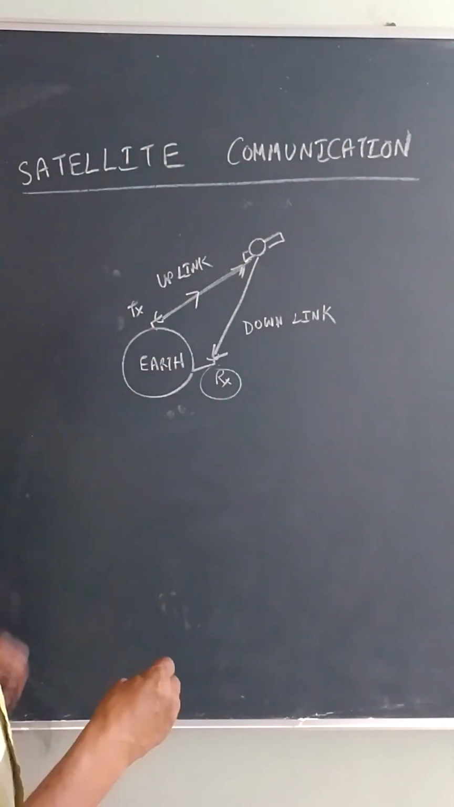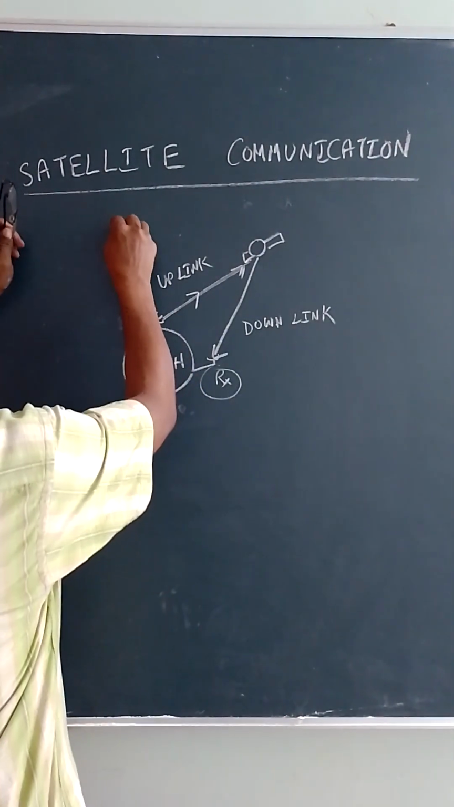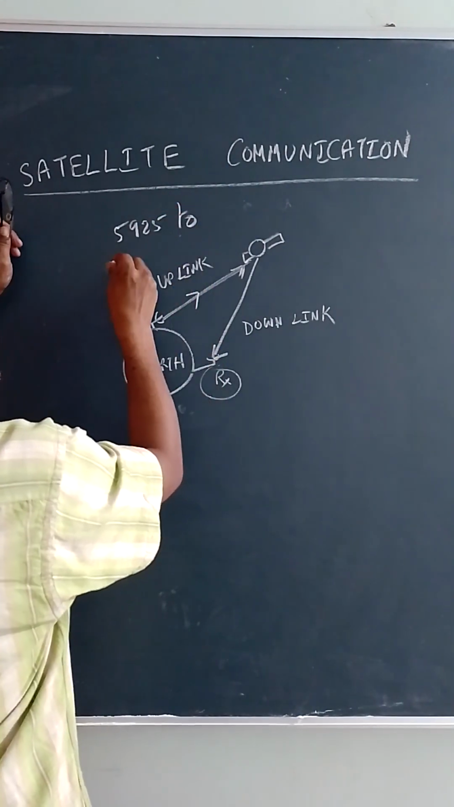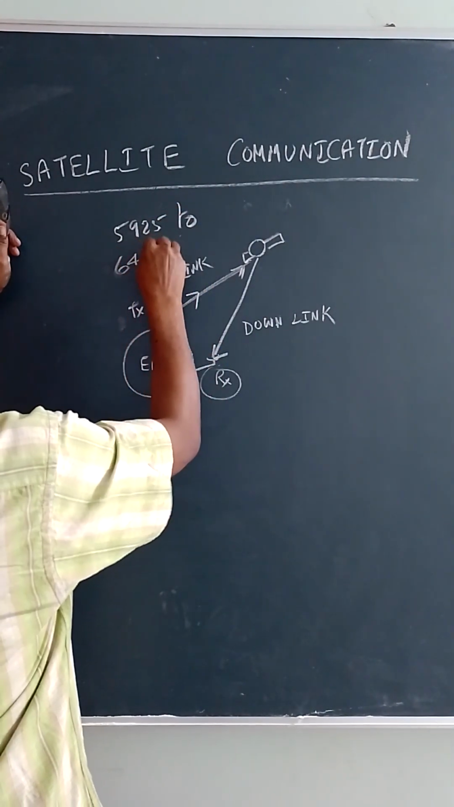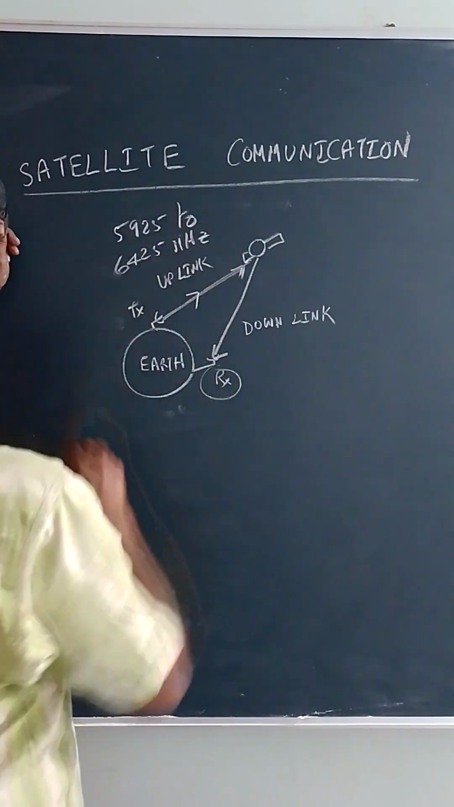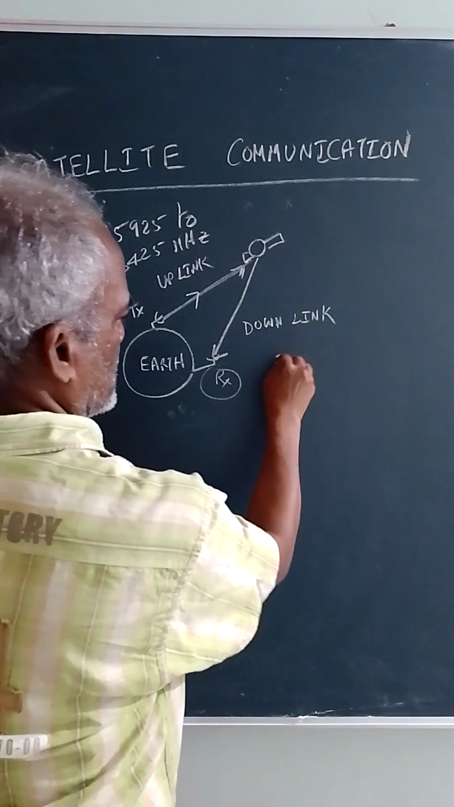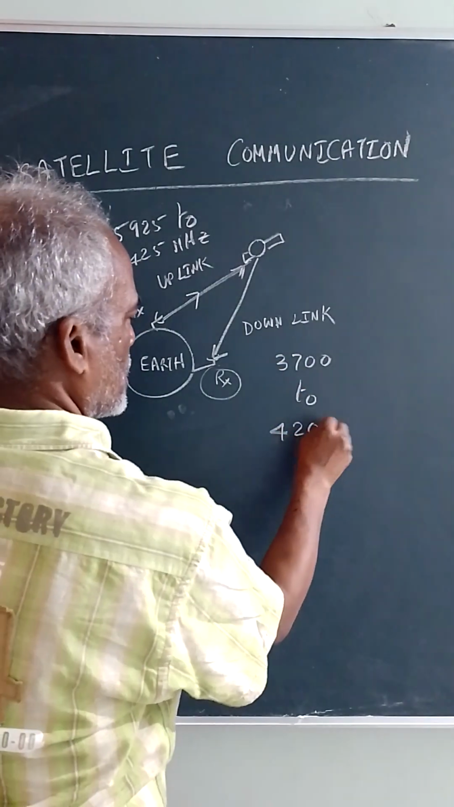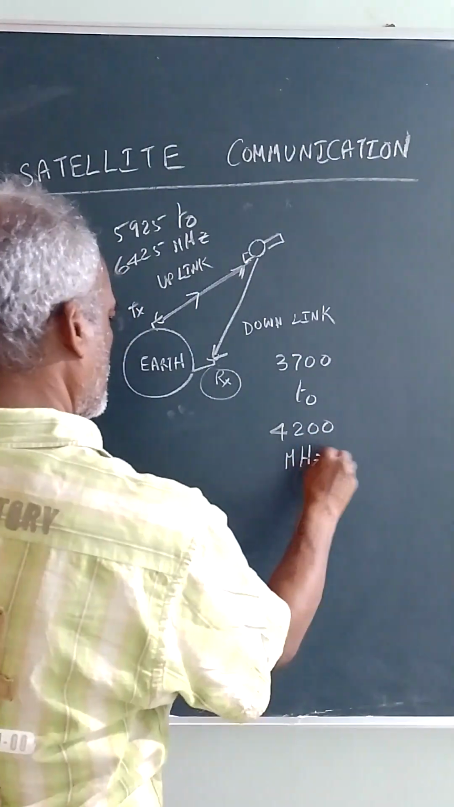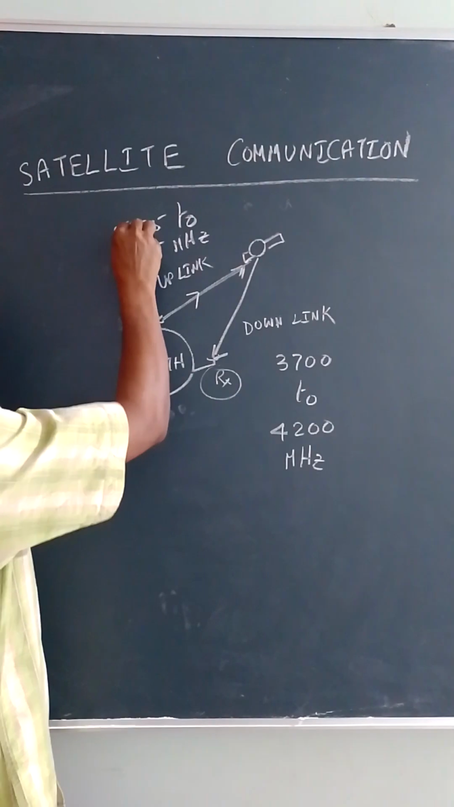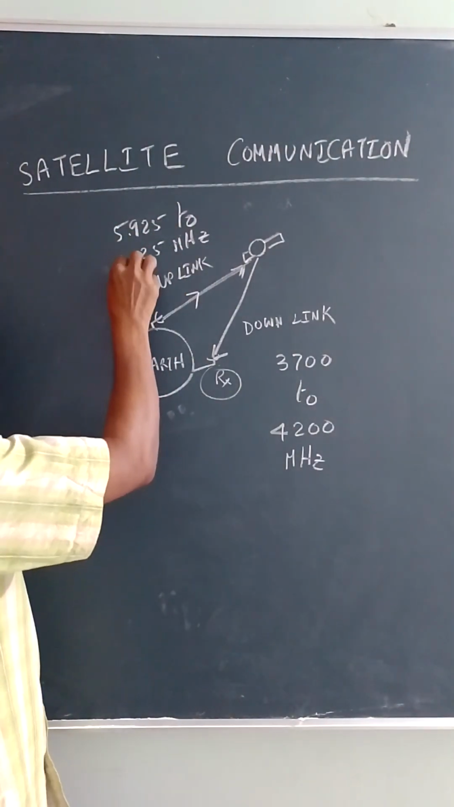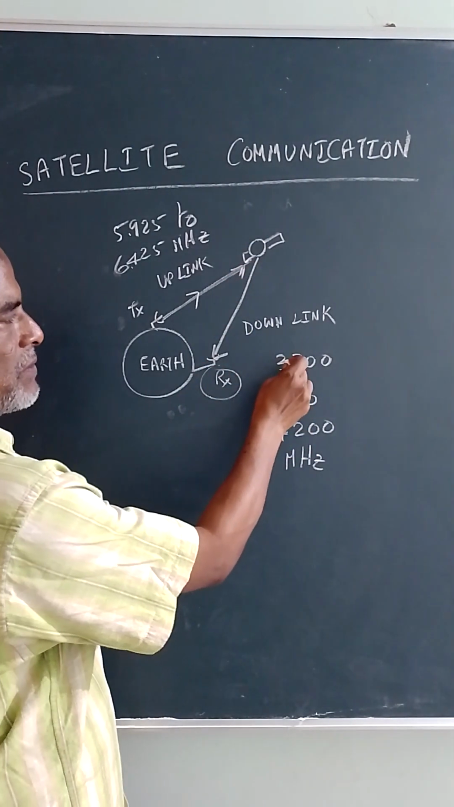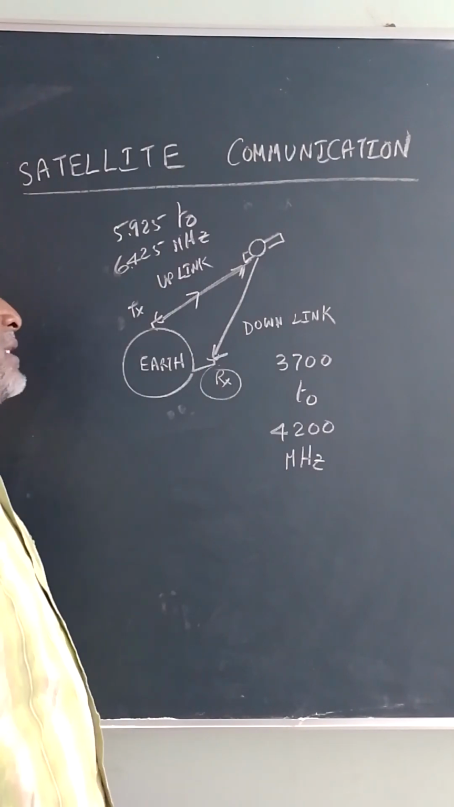The uplink frequency is from 5925 to 6425 megahertz, and the downlink frequency is 3700 to 4200 megahertz. That means in terms of gigahertz, the uplink is 5.925 gigahertz to 6.425 gigahertz. Downlink frequency will be 3.7 gigahertz to 4.2 gigahertz.